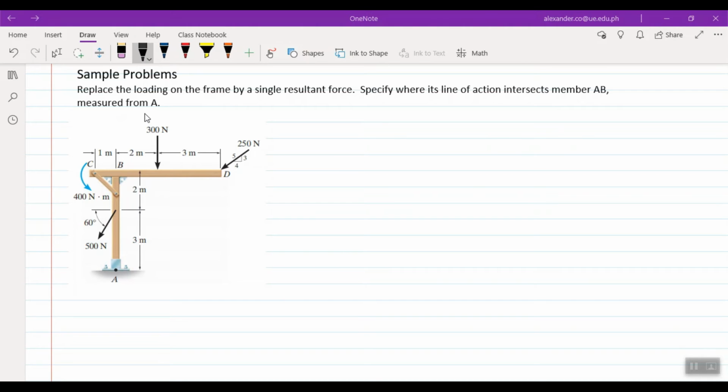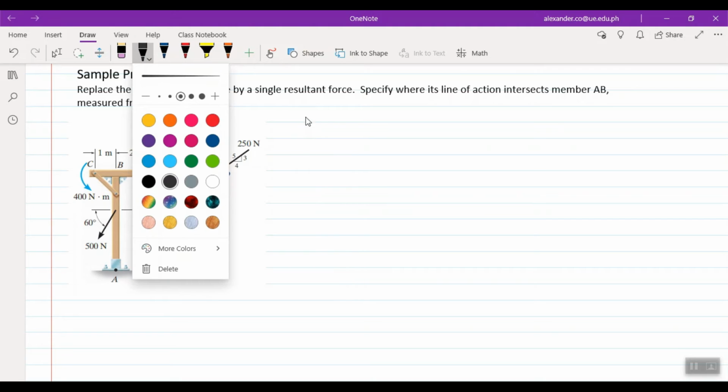Ibang tanong. Kung papansin niyo, hindi hinahanap yung moment at point A. The only thing that is really required is the single resultant force. So ano yung resultant force X at resultant force Y? Hindi tinatanong yung moment. Ano ibig sabihin nun? So let me explain. Let's try to solve this one. Unahin muna natin yung natutunan natin.